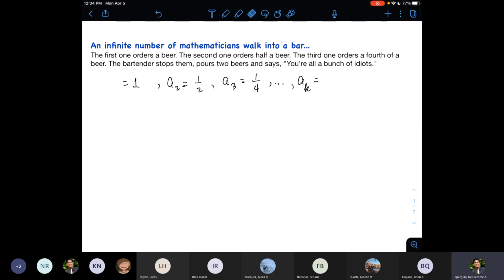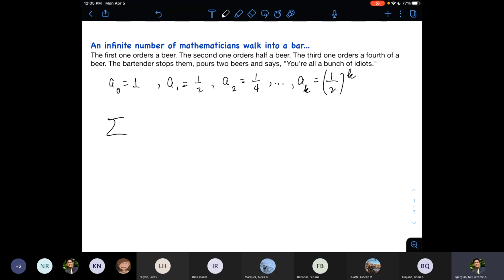Maybe it would be better to write the subscripts in terms of those powers. So let's do a0 here, a1 here, a2. So a_k would be 1/2 to the power k, right? Because it looks like the mathematicians, being the nerds they are, will order 1/2 to the power of their order in the list, or in the sequence. So basically, what the bartender did here is to say, okay, there are infinitely many of you, each one ordering 1/2 to the k, where k is your position in the line.